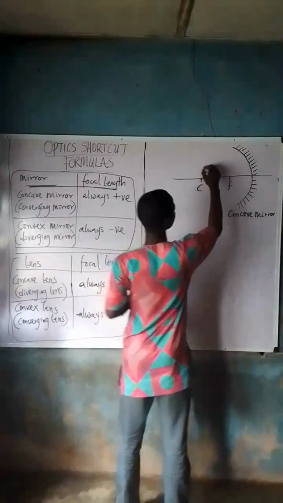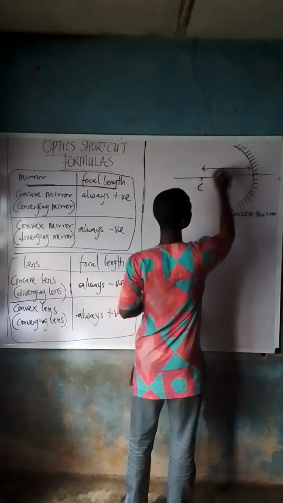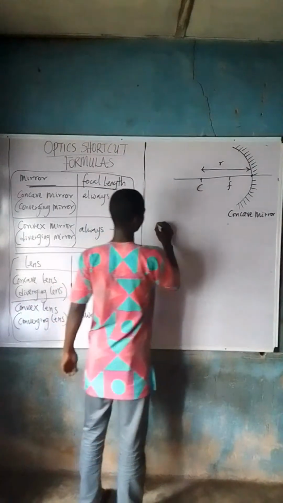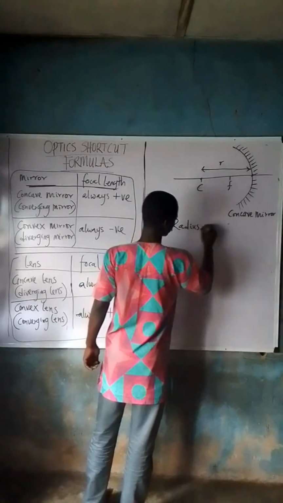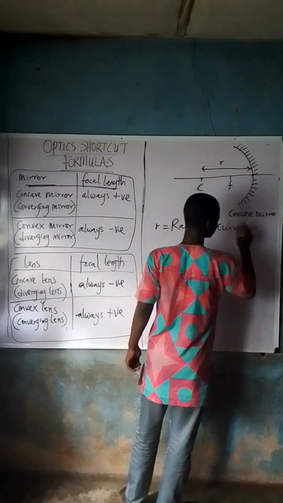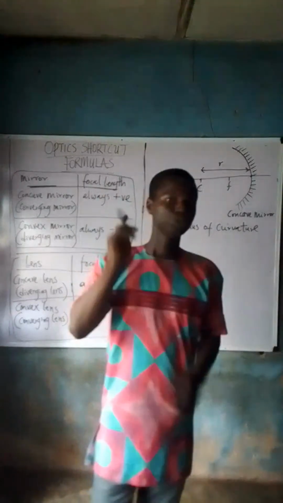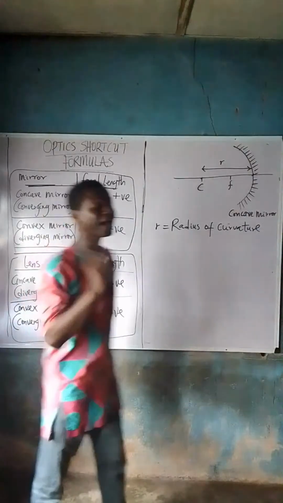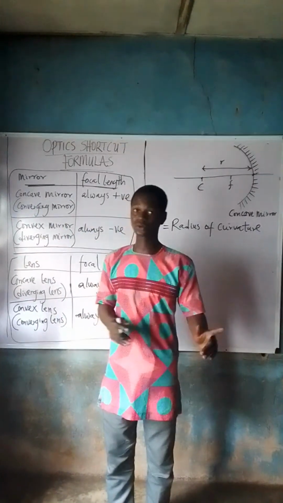Now take note. From year to year it is called small r. So guys, what is r? That's what we should be asking ourselves. r is equal to the radius of curvature. Now why am I adding this? Sometimes, somehow, you might not be given the focal length. So I'm trying to clarify things so I won't leave any stone unturned.